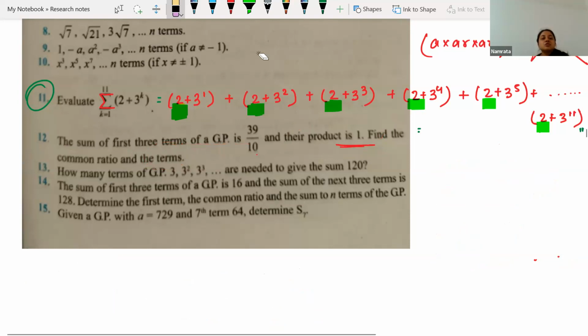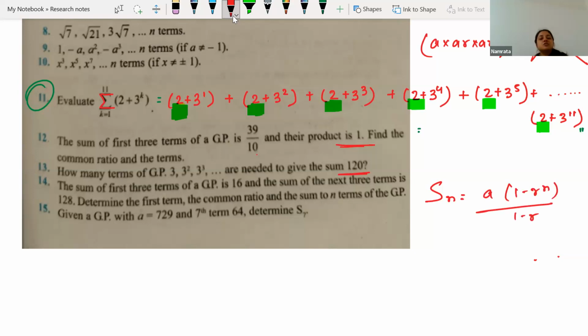The next question, question number 13, says, how many terms of a GP are needed to give the sum? Let's say n terms are needed to give the sum. Now you will be using the formula for n terms, that is a(1 minus r to the power n) by 1 minus r. Let's say the sum is 120. From here you have to calculate the value of n. So easily you will be able to do it.